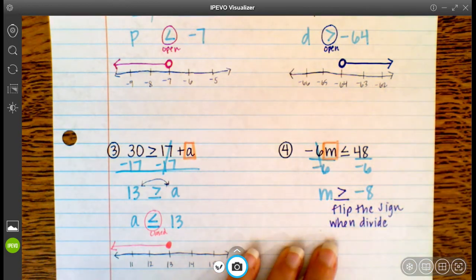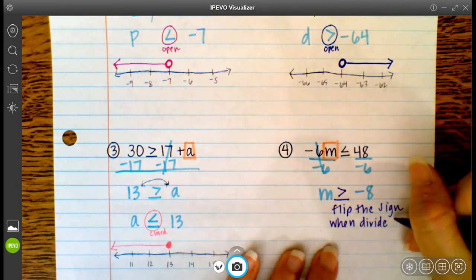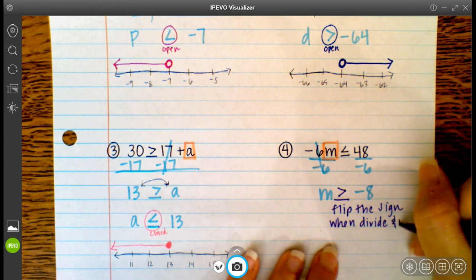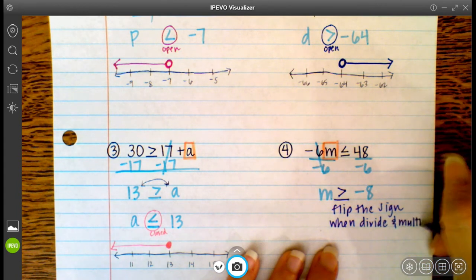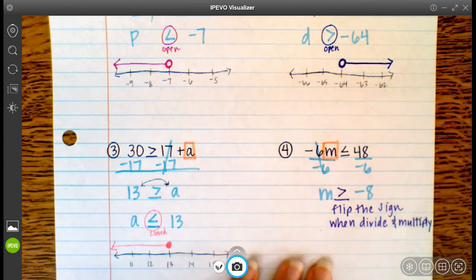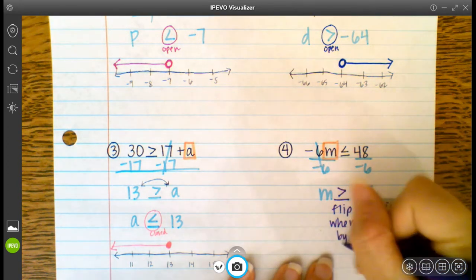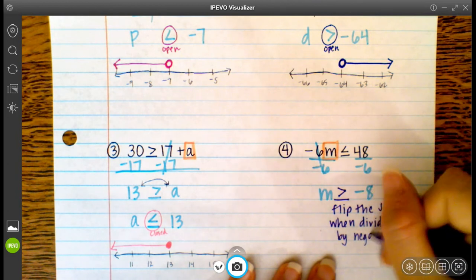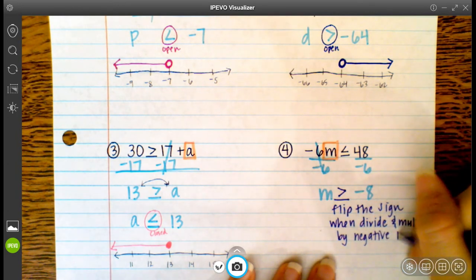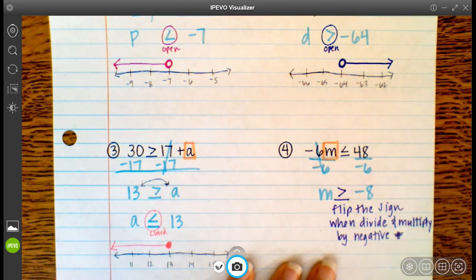Now, there is another operation that goes hand in hand with division. So if we have to flip the sign when we divide by a negative, we must also do it when we multiply. So flip the sign when we divide and multiply by a negative number. Now you guys put a hashtag there. That's what you call it, but I call that the number symbol.